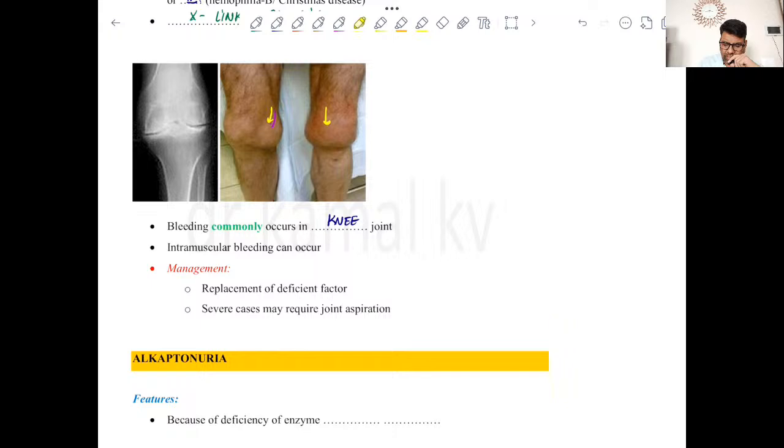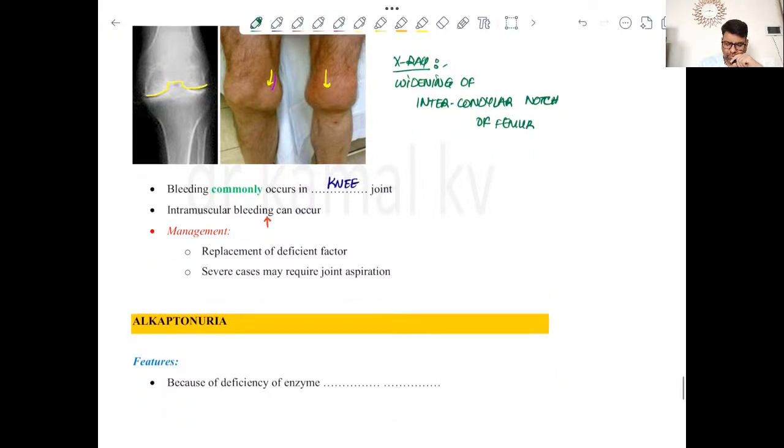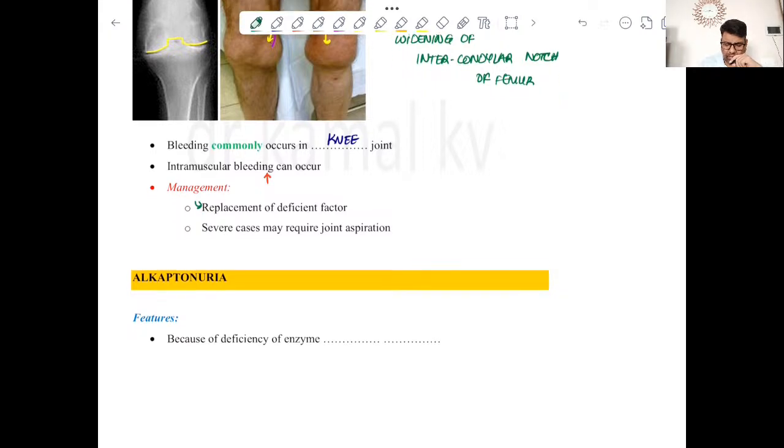Sometimes we can see bleeding in the muscles also. Okay, and one of the radiological features is widening of the intercondylar notch of the femur. Right, so this is one important X-ray sign. Treatment: you have to replace the deficient factor, and involvement of the joint might need aspiration.